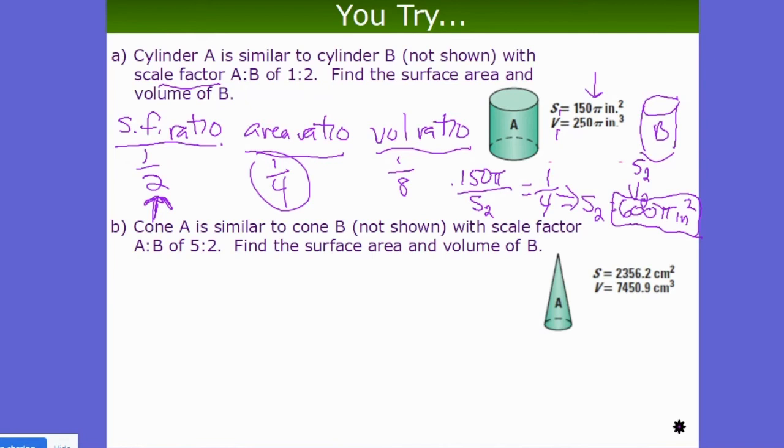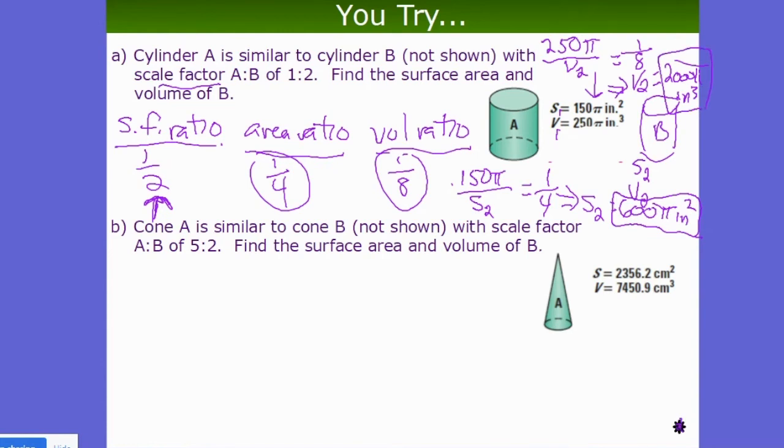Now to find the volume, I'm going to do almost the same kind of thing. I'm going to set up a proportion, but I have to use the correct ratio. So the volumes, volume 1, which is 250 pi, to whatever volume 2 is, the thing I'm trying to find out, I'm going to use now the volume ratio of 1 to 8. If you do cross products here, that gives us a volume 2 of 8 times 250 pi, which, if I did it right, is 2,000 pi. 2,000 pi cubic inches.